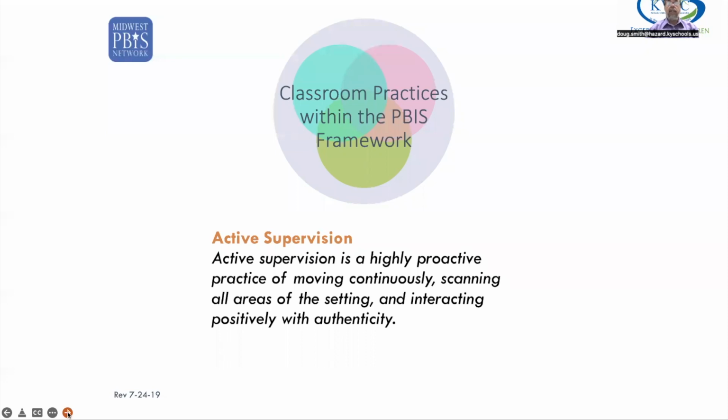You teach from your feet, not from your seat. You're not sitting all the time. You're up walking around the classroom, talking to your students, engaging with your students, and they're engaging with you as well. The active supervision also helps to build those relationships that you're going to have to develop with your students in order to have a positive, proactive school year.